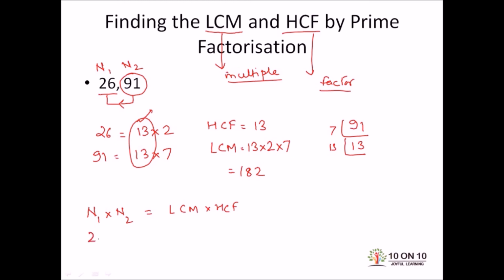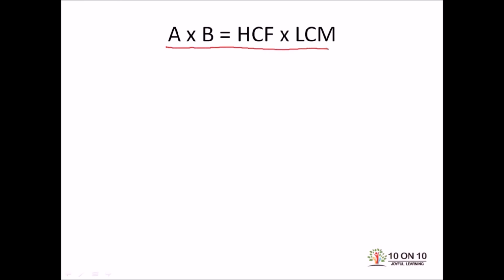The numbers are 26 and 91. Let's multiply it. 26 and 91. It's 2366 and we have to multiply 13 and 182 which are the HCF and LCM. So again it's 2366. Thus it verifies the formula. So this is how we represent a formula.